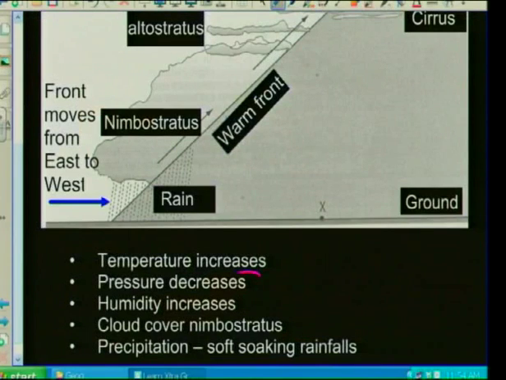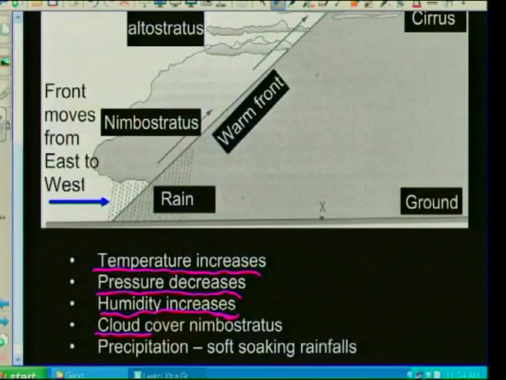Okay, let's look at the warm front conditions on the other hand. The temperatures are higher. So when the warm front hits an area, the temperature increases. All right? Remember, air is rising, so pressure decreases. All right? Because the air is rising. Also, it's warm air, so what is it doing? It's absorbing moisture. So if it's absorbing moisture, the humidity increases.